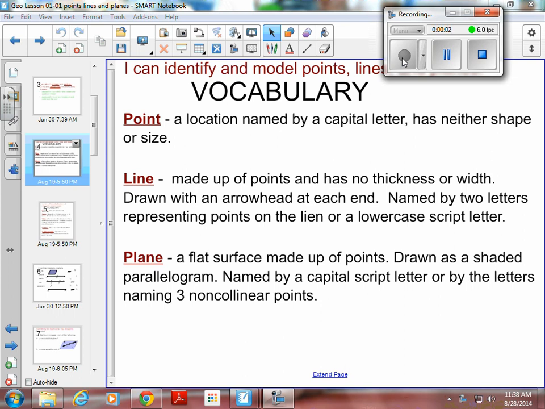Geometry, this is our chapter 1, section 1 vocabulary. So our first three words are point, line, and plane. A point is a location. It can be anywhere in space, on a plane, or on a line.